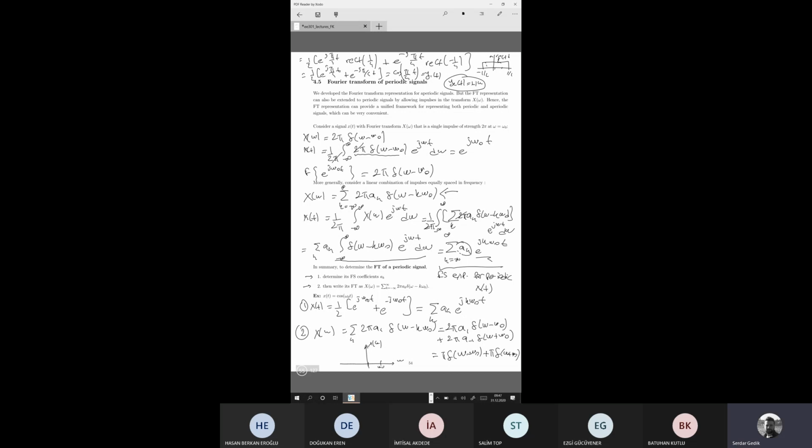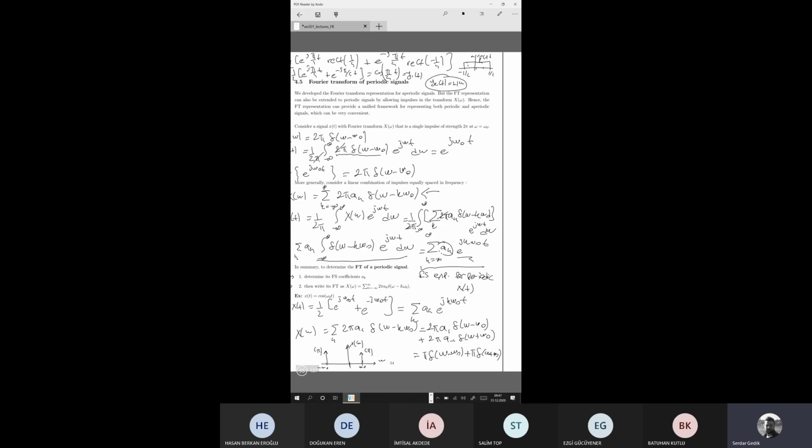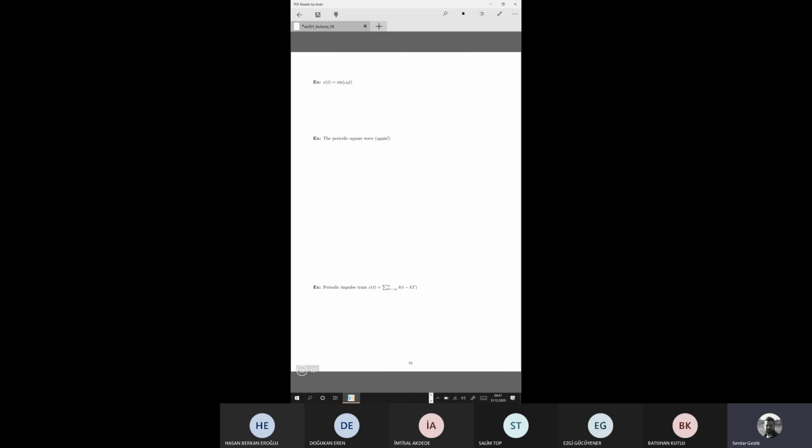This is my ω, this is plus ω0, this is minus ω0, and π is the area under those impulses. So quite easy, just some manipulations. Well, my next example is the sine wave. Again, I'll start by writing x(t) using Euler's relation. So this is 1/(2j) e^(jω0t) minus 1/(2j) e^(−jω0t).